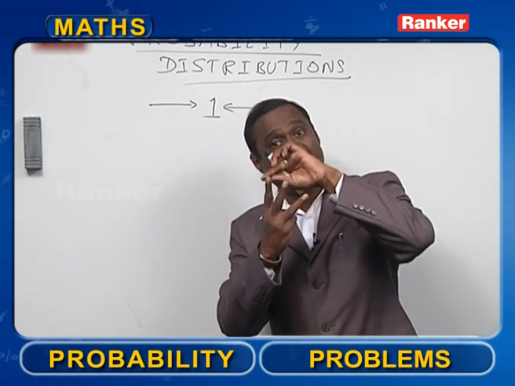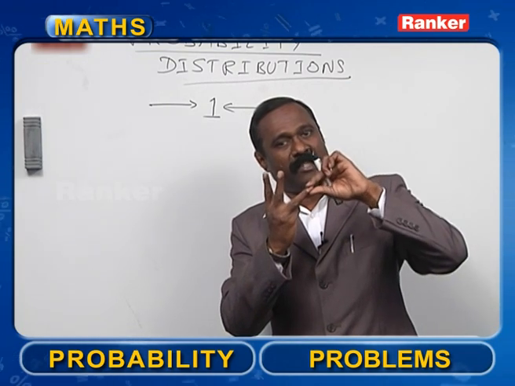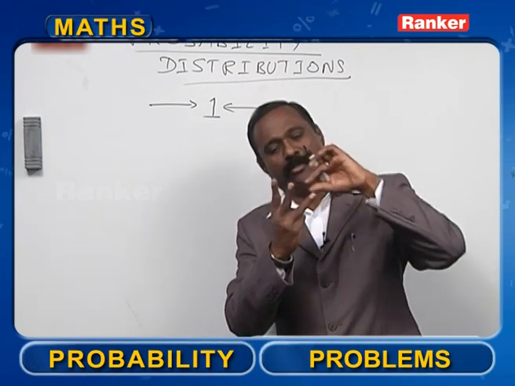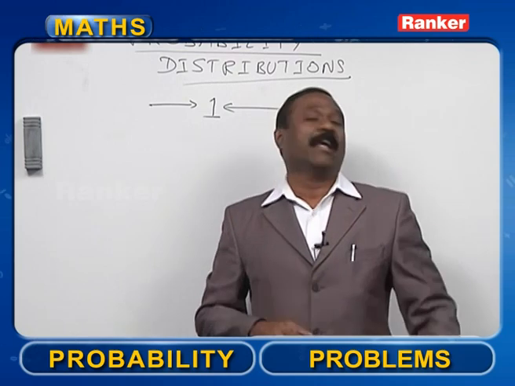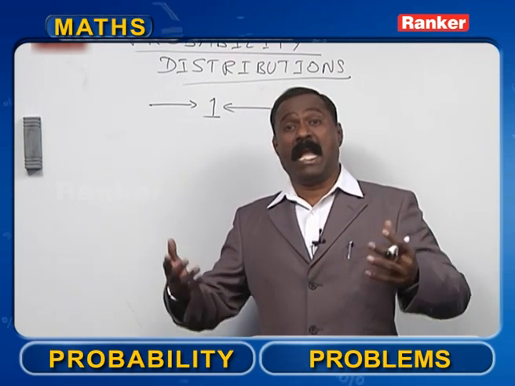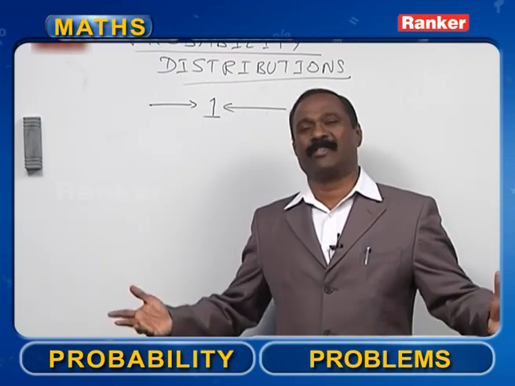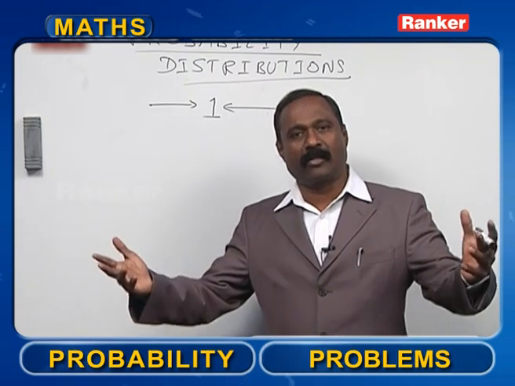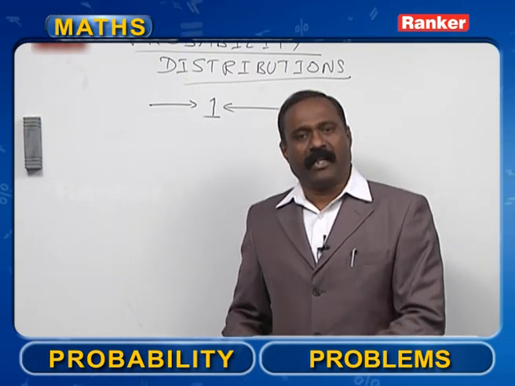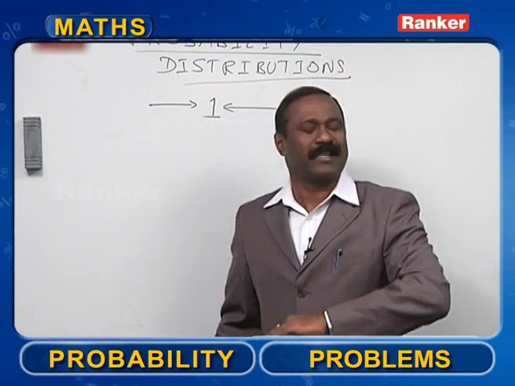How many trials are made? 3 trials are made. This is first one 2, second one 2, third one 2, 2 into 2 into 2. How much is it? 8. So totally 8 outcomes. Your sample space consists of 8 outcomes if you conduct the experiment 3 times, that is, tossing a coin.